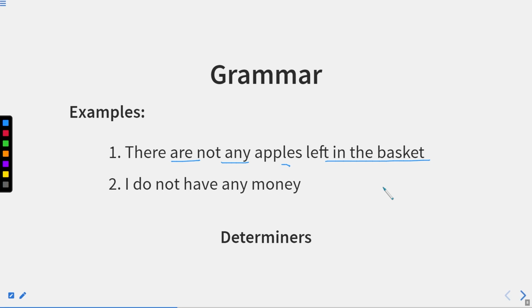Or there are no apples, not any. There are none apples left. So, not any means none.